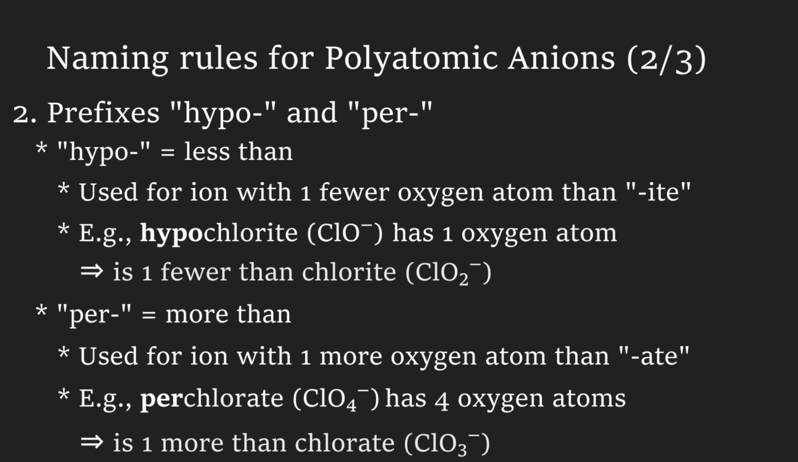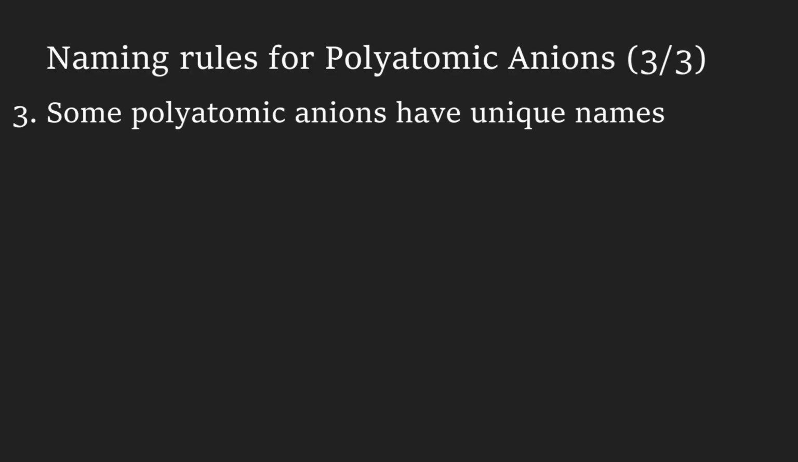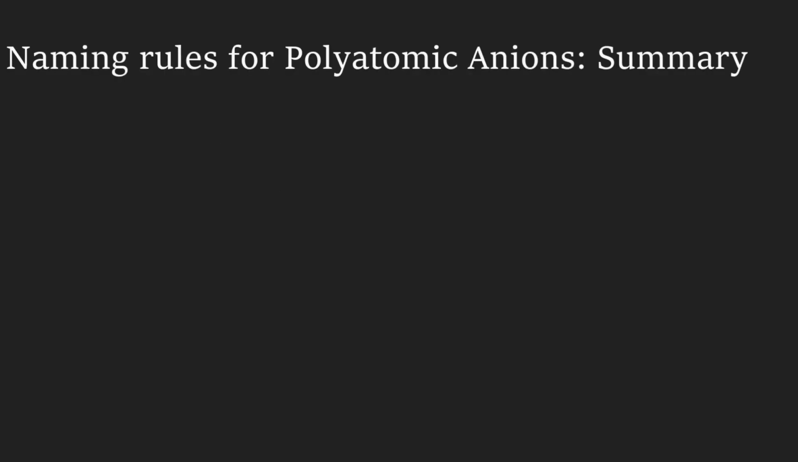Now, besides the naming rules for polyatomic anions that involve using the suffixes ite and ate and the prefixes hypo and per, there is one more naming rule for polyatomic anions. This third rule is that some polyatomic anions have unique names. Some examples are hydroxide, which is a common polyatomic anion, and cyanide, which is another polyatomic anion, often discussed for its toxicity. So this brings us to a summary of the naming rules for polyatomic anions.